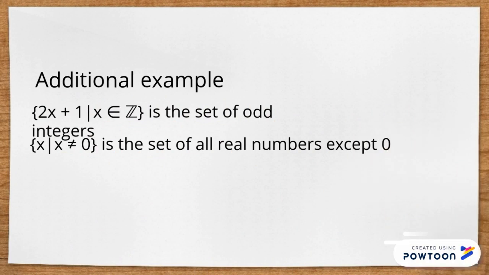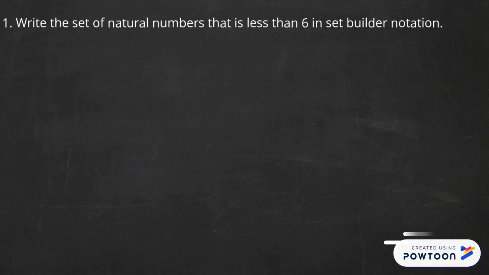In the next example, we are going to work some problems that focus on writing sets using set builder notation. So let's start with number 1. Write the set of natural numbers that is less than 6 in set builder notation. First, we need to know what exactly are natural numbers. Natural numbers are integers that start with 1 and so on.